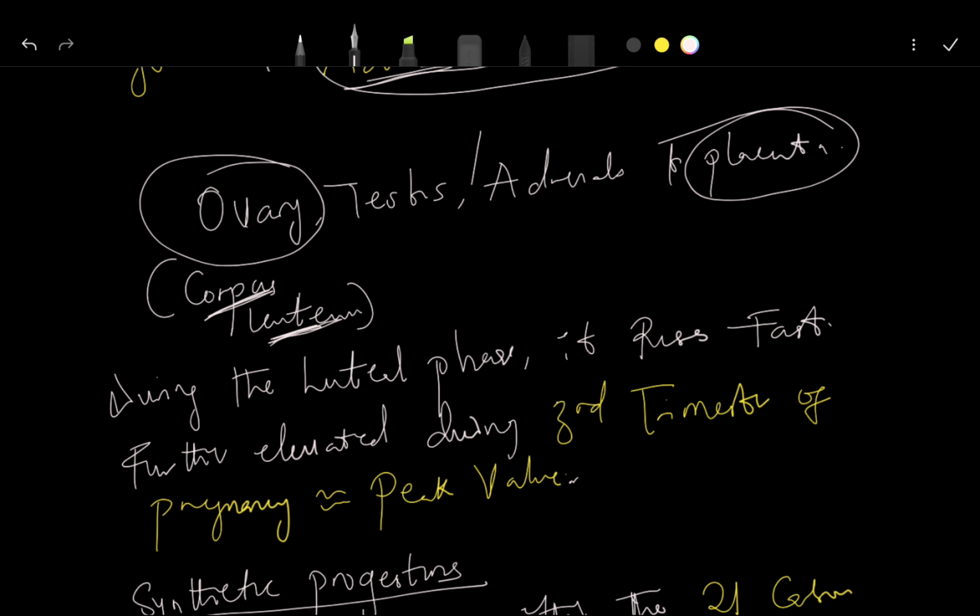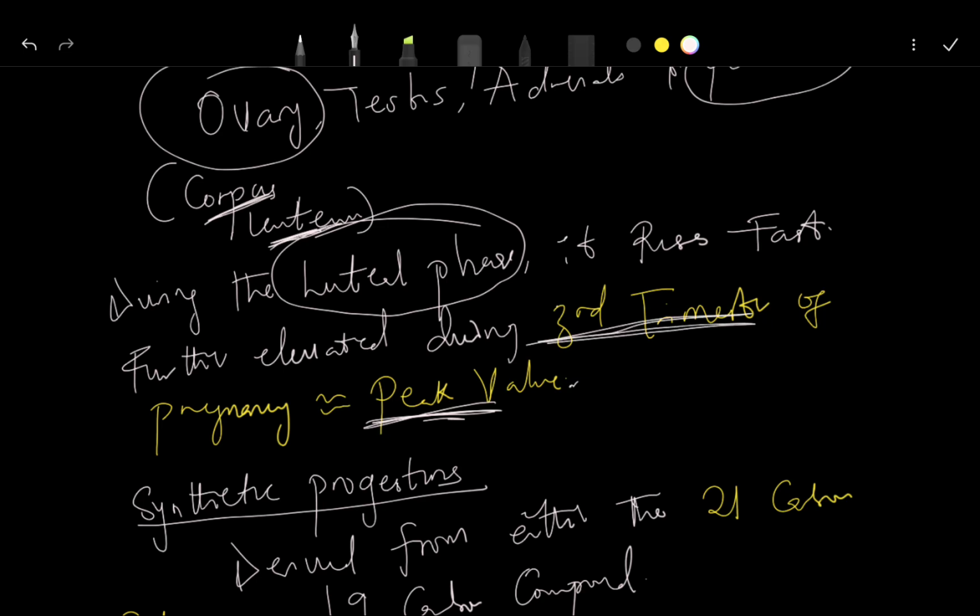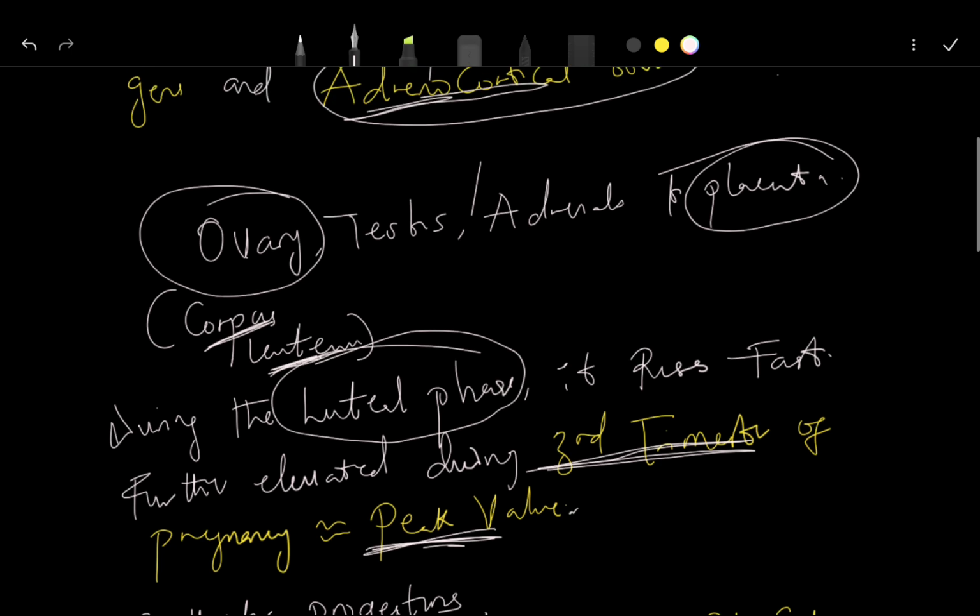Okay, so now during that follicular phase, both male and female they are almost equal, just that the female is slightly higher than the male. However, once we get to the luteal phase, the progesterone in the female will rise faster. Again it will approach its peak during the third trimester of pregnancy. That is for progesterone.